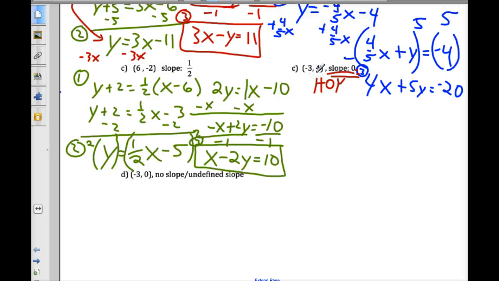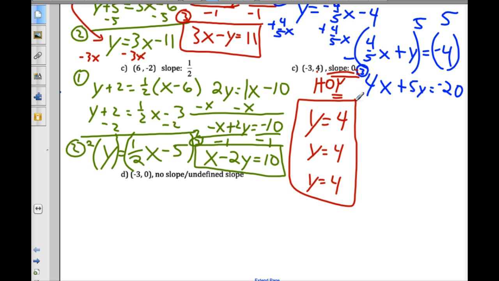So how'd you know it was y equals? Because it's the y equals line. So y equals 4. Y equals 4. You have to write it 3 times. Yeah, because you got to write point slope, slope-intercept, standard.